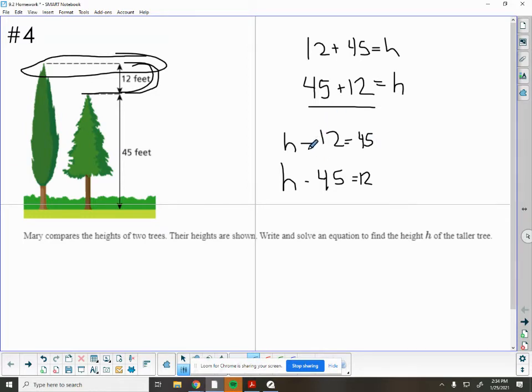So to do this, I would want h by itself. So I would add on 12 to both sides. This side I would add on 45 and 45. So either way, it looks like we need to do 45 plus 12 to equal h.